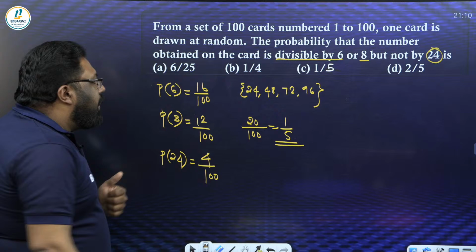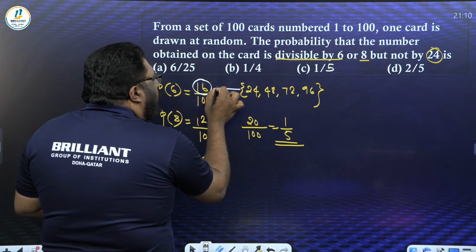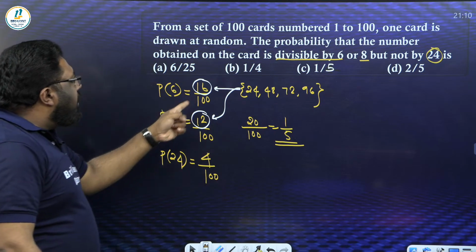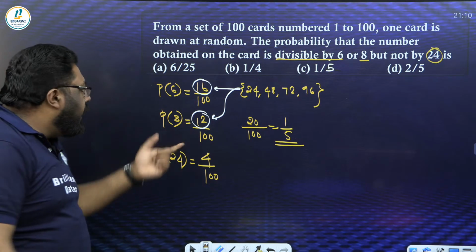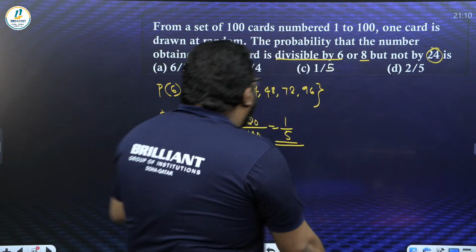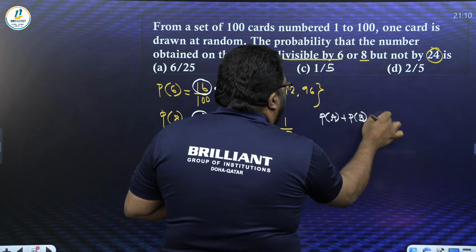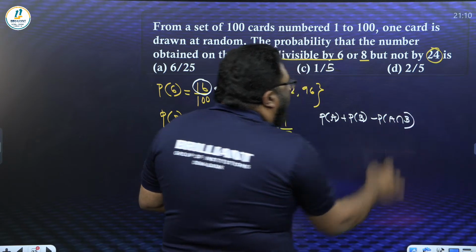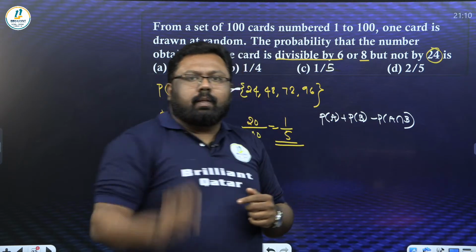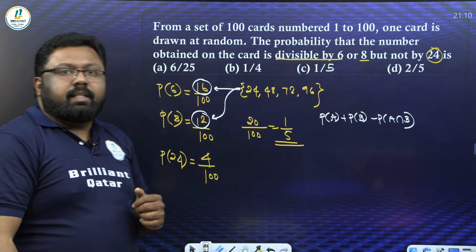Once again, why is it 1 by 5? There are 16 numbers from which I have to remove these 4. There are 12 numbers from which also I have to remove the 4. So 12 plus 8, 20 by 100, which is 1 by 5. Many of you will do it like this. The problem with doing it like this is you are removing A intersection B, yes, but only once. You have to remove it twice. That's the problem.